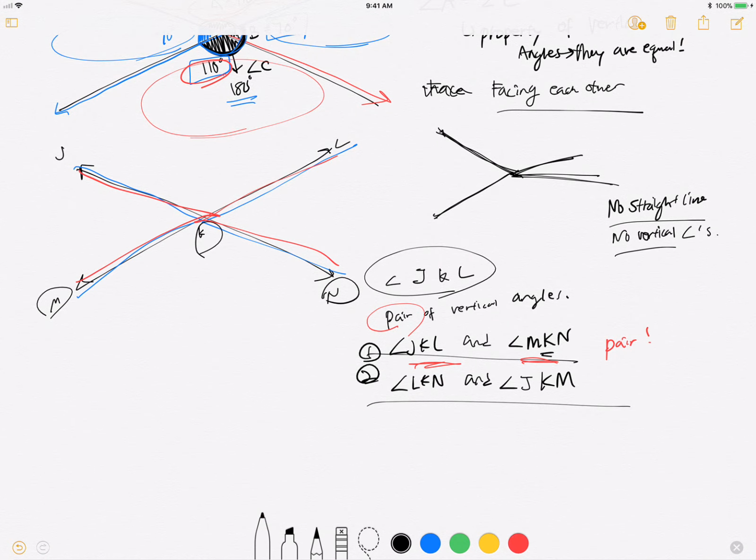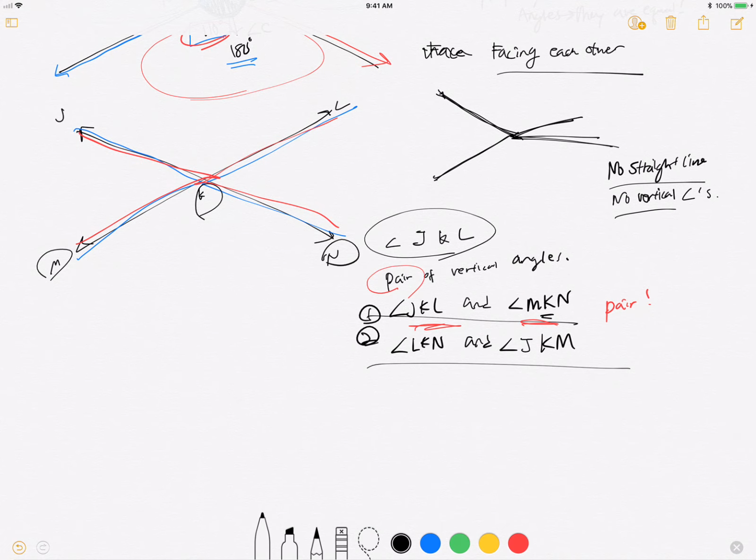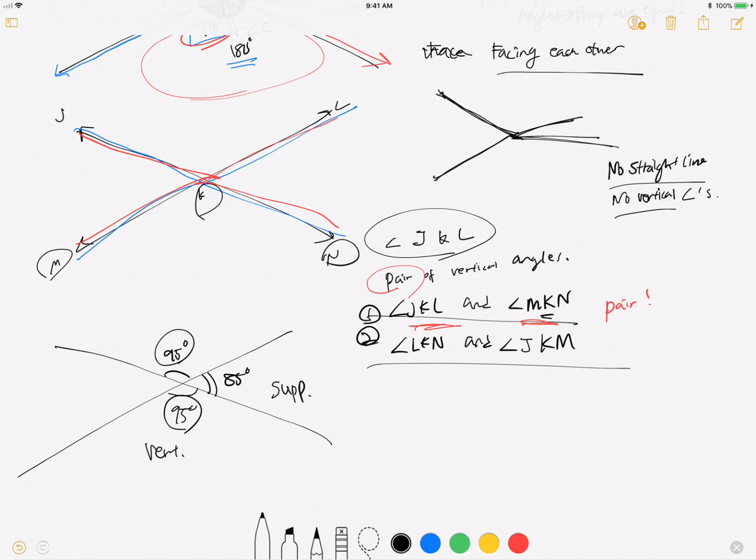Okay? Let's do the algebra portion, or the math portion, of this. Suppose I gave you those two straight lines and I tell you that this angle is 95 degrees. Then first of all, what is this angle? That angle has to be 85 because of supplementary. That makes this angle 95 because this and this are called vertical angles.